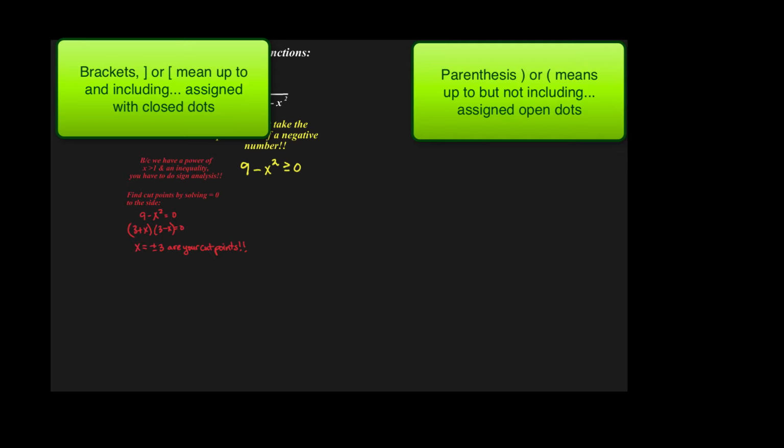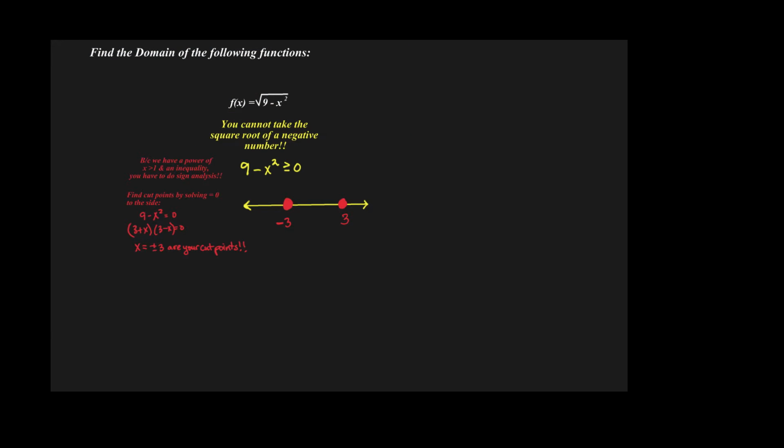Then you want to draw those on a number line, and because we have an equal sign there, we get closed dots on both of these. Now we look for test points on either side of the cut points and plug them in. You don't care about what the exact value is, you only care about the sign. Is it less than 0 or is it greater than 0? It's easier to use your factored form whenever you're dealing with this.